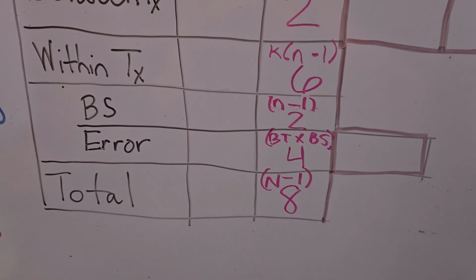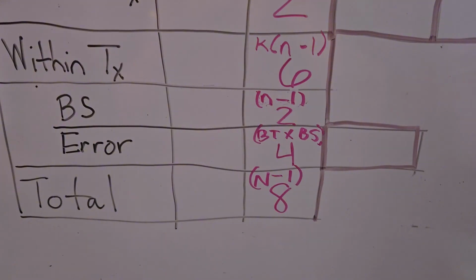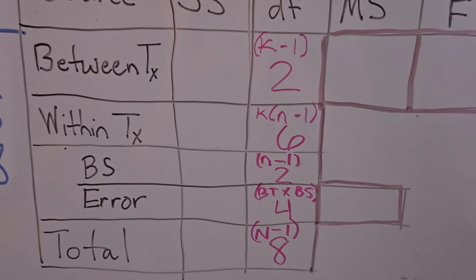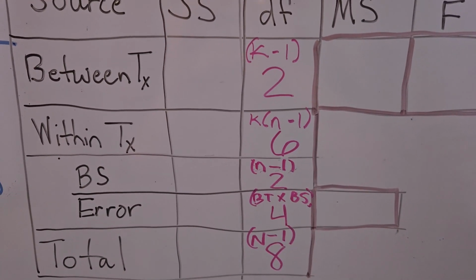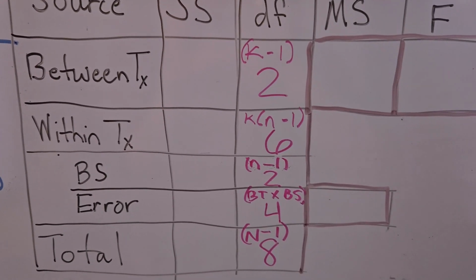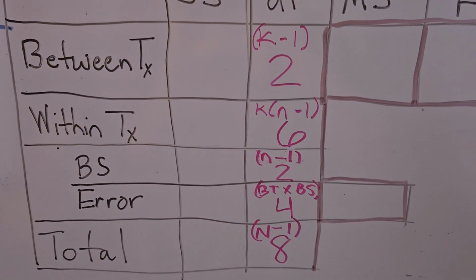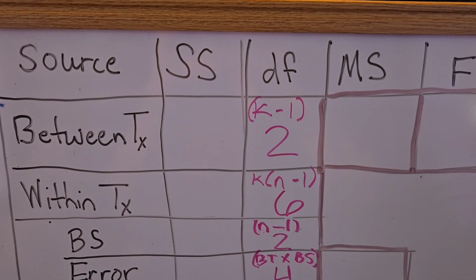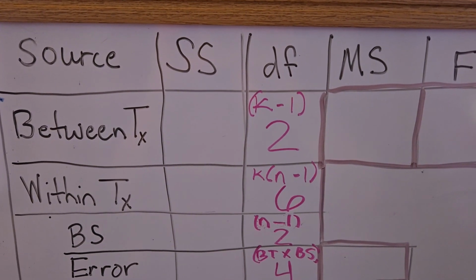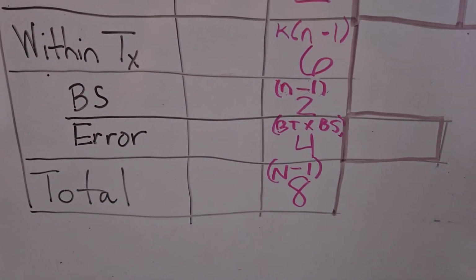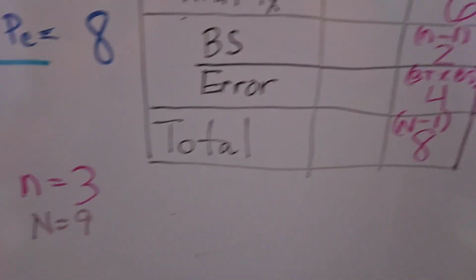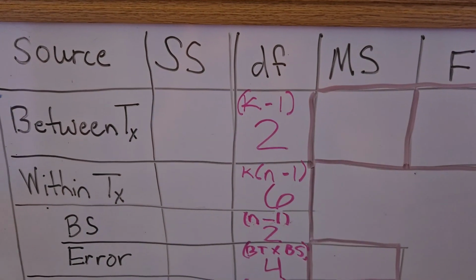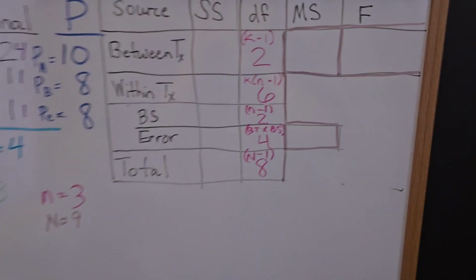And then I had to save some space here, but your degrees of freedom error, that is degrees of freedom between treatments times degrees of freedom between subjects. So 2 times 2 equals 4. And then our degrees of freedom total, you can either add up your degrees of freedom between treatments and within treatments, or you can do capital N minus 1. Capital N is 9, so capital N minus 1 equals 8, or 2 plus 6 equals 8. So now we have our degrees of freedom.